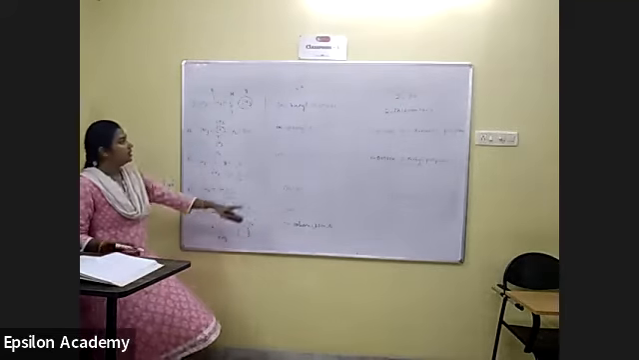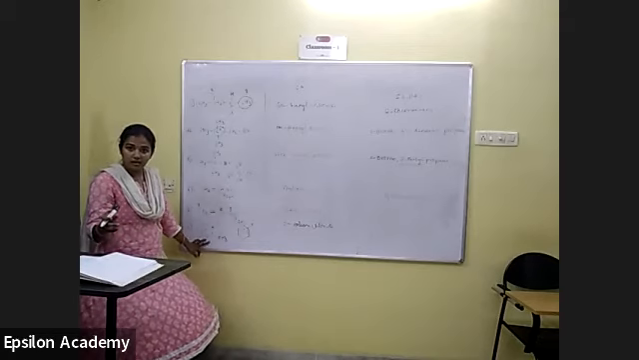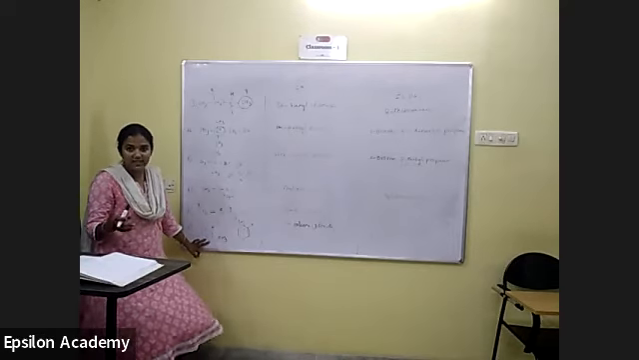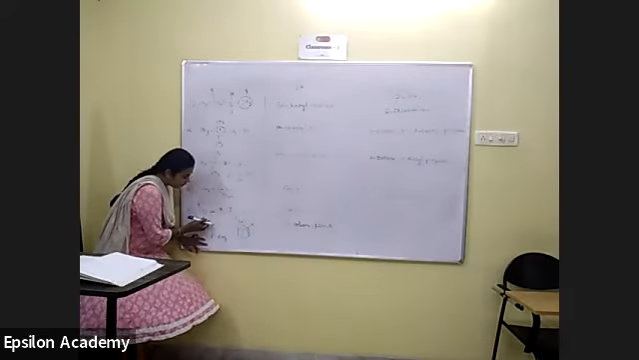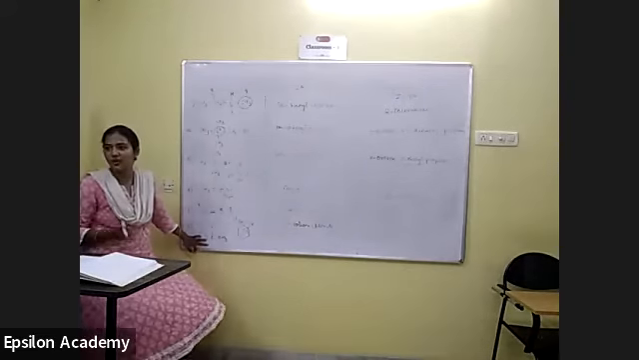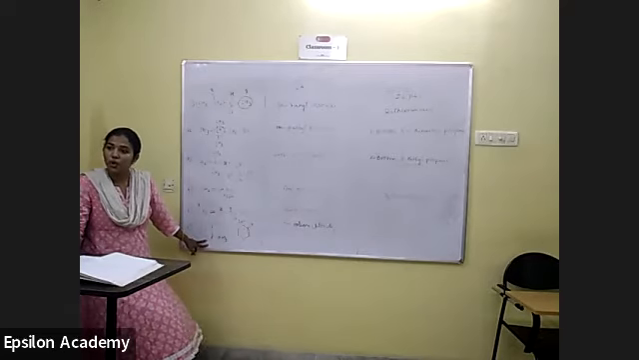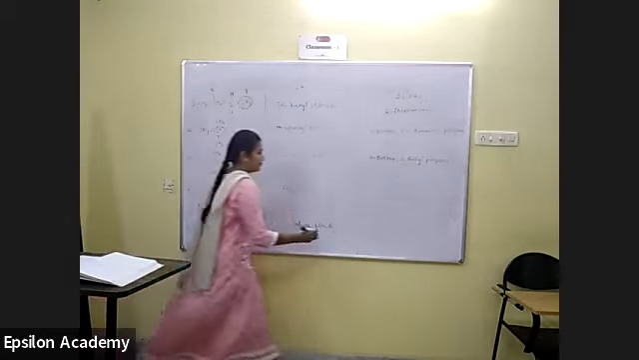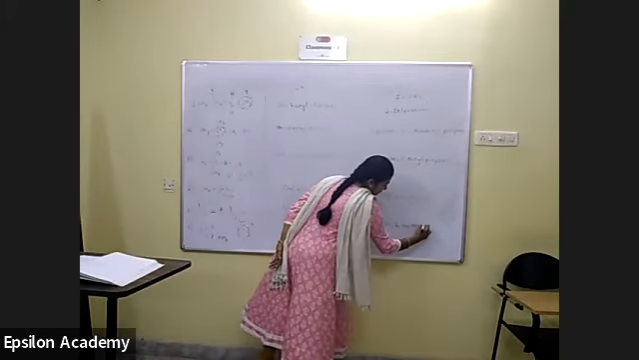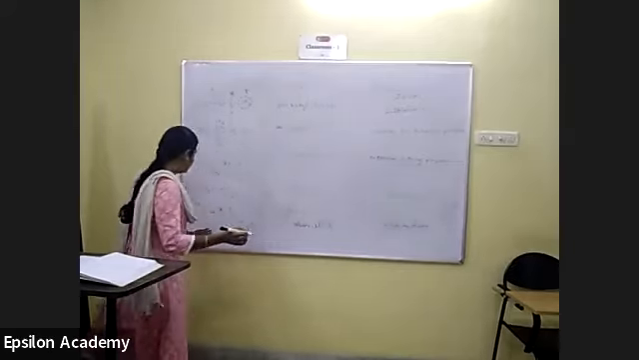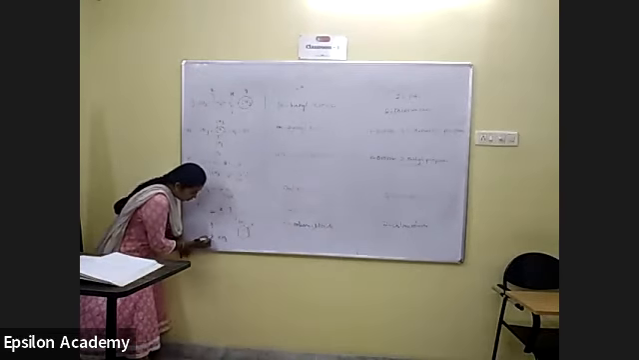Two chloro, one methyl benzene. Correct? While numbering, you have to number this as one and this as one chloro, two methyl benzene. You must number it this way. 2-chlorotoluene, that is also right. Now this one is 2-chlorotoluene.